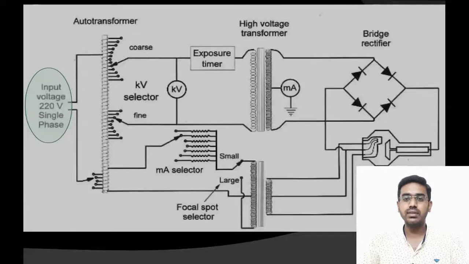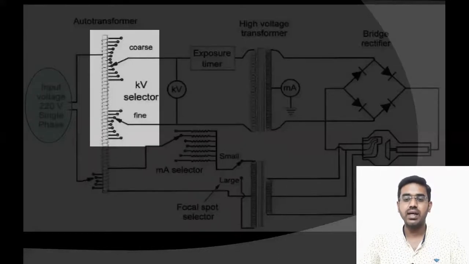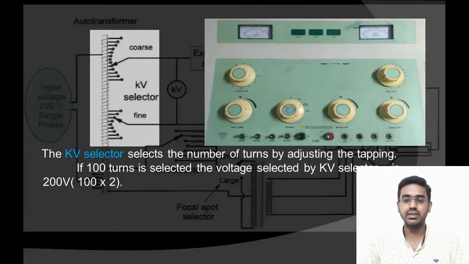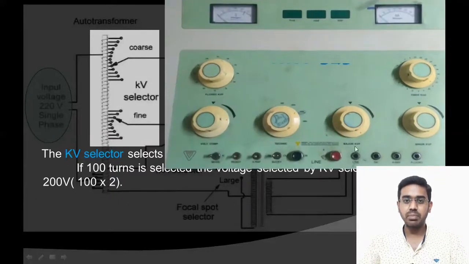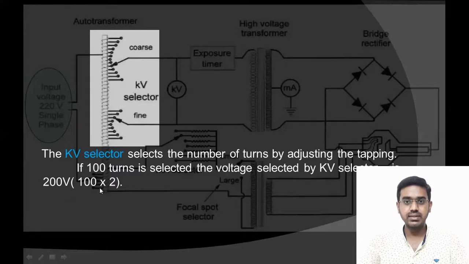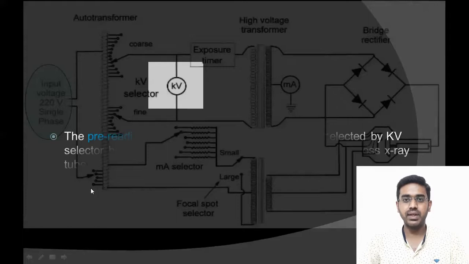Next component is KV selector. KV selector selects the number of turns by adjusting the tappings. By adjusting these major and minor KVP knobs, we can select the desired KVP. Example, if 100 turns is selected, the voltage selected by KV selector is 100 into 2, that is 200 volts goes in. Next, pre-reading KVP meter.